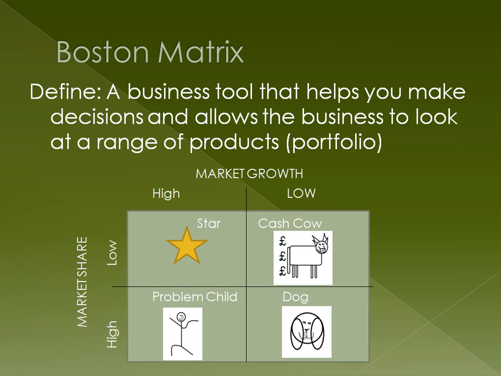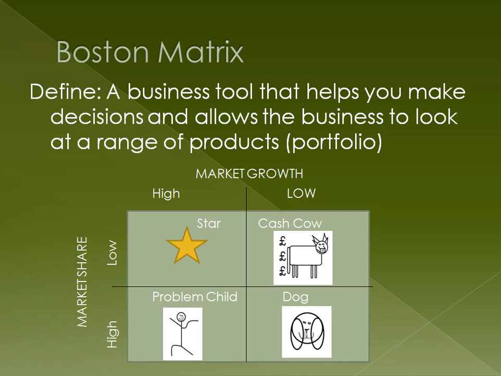Boston Matrix. Right, so please ignore my bad diagrams and my bad people and the stuff like the cash cows. I don't know what I was thinking. I can't draw a cow, okay? You've got to deal with it. I think it looks a bit like a weird cloud thing. And my dog, my problem child, I'm actually quite pleased with because it looks like it's got a problem, right? And the star, obviously. The perfect one.